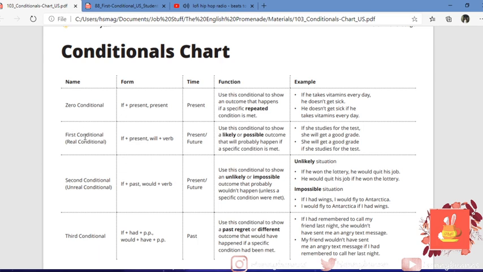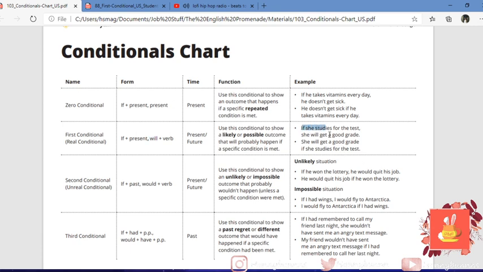We will be focusing today on the first conditional. So real conditional: if plus present. The present case would be the word will, I guess, plus verb. The timeline would be present and future. Use this conditional to show a likely or possible outcome that will probably happen if a specific condition is met. If she studies for the test, she will get a good grade. She will get a good grade if she studies for the test.